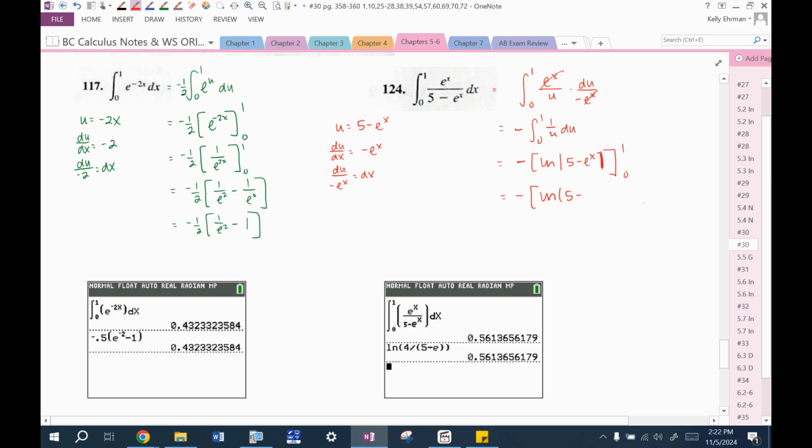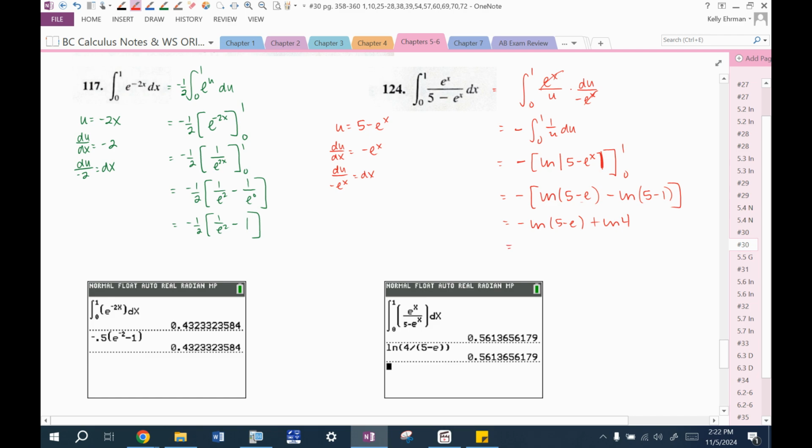Not negative x. Okay, so when I plug in 1, 5 minus e. That's a positive value, so I didn't keep my absolute value around it. Minus natural log of 5 minus e to the 0. So this is negative natural log of 5 minus e, this would be plus natural log of 4.